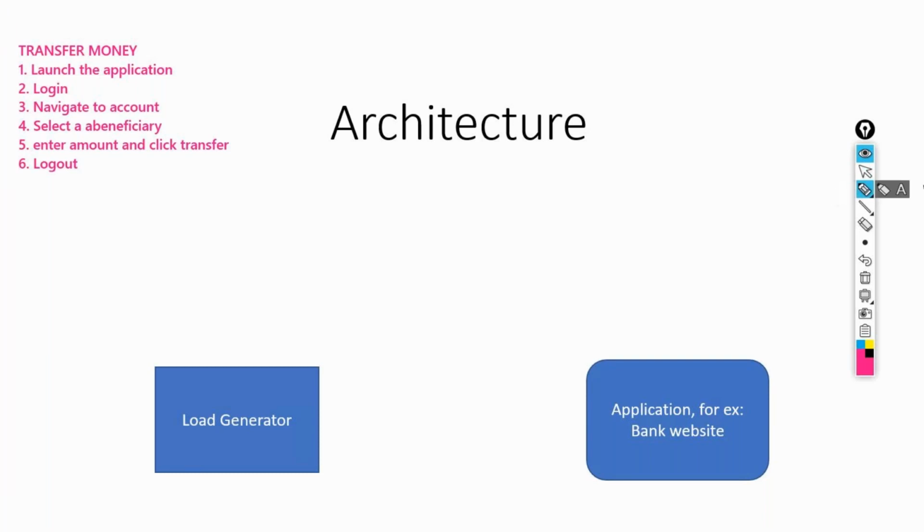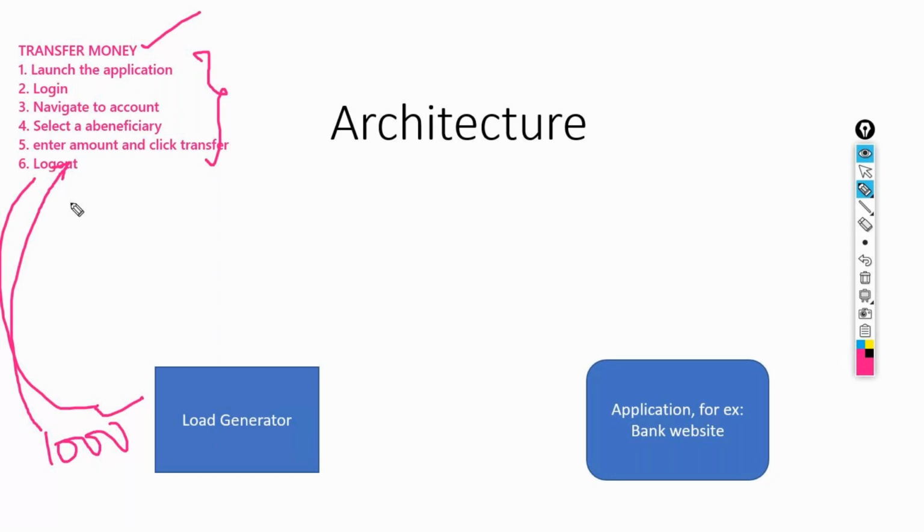So when I want to know the performance of this functionality called transfer money, I have to perform these steps. So these virtual users should run these steps. Then we will know how the application is behaving. So this load generator will, let's say, generate 1,000 users. These 1,000 users will run these particular steps, so then we can analyze the performance.